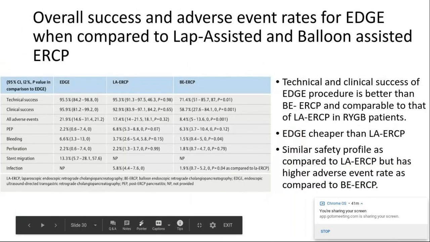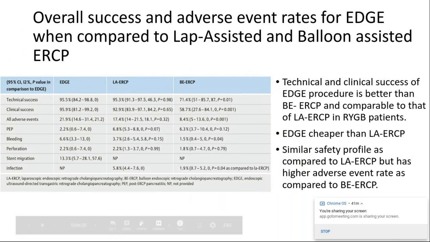This is a recent meta-analysis looking at 24 controlled studies and 1,300 patients, looking at the pooled clinical success rate of EDGE. When you compare EDGE to lap-assisted ERCP and balloon-assisted ERCP, the clinical success rate is 95% compared to 93% for lap-assisted compared to 71% for balloon-assisted ERCP. Now, the pooled rates of all the adverse events with EDGE were 21%, while lap-assisted ERCP had 18% and balloon had 8.4%. Some of the most common adverse events seen with EDGE are stent migration, which occurred in about 13% of the patients, followed by bleeding occurring at 7%.